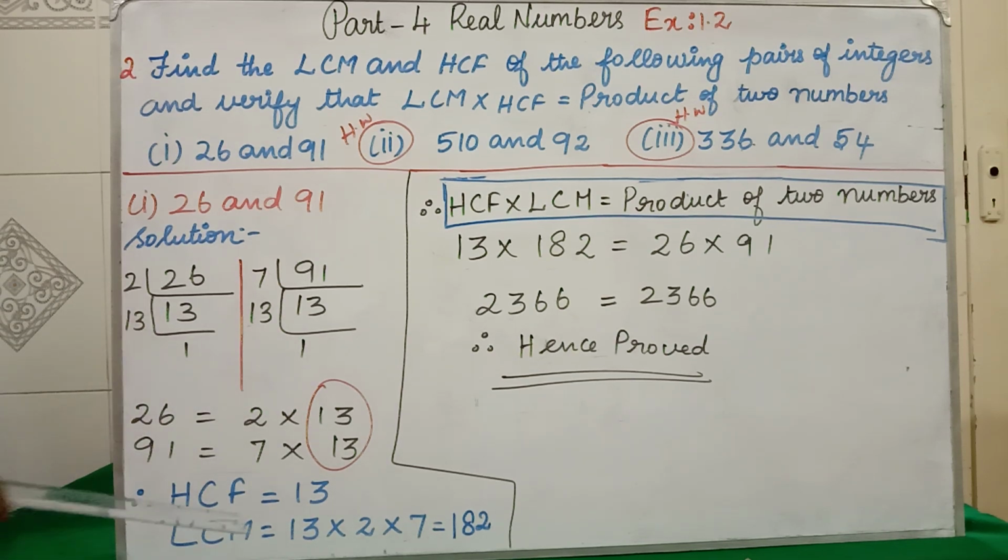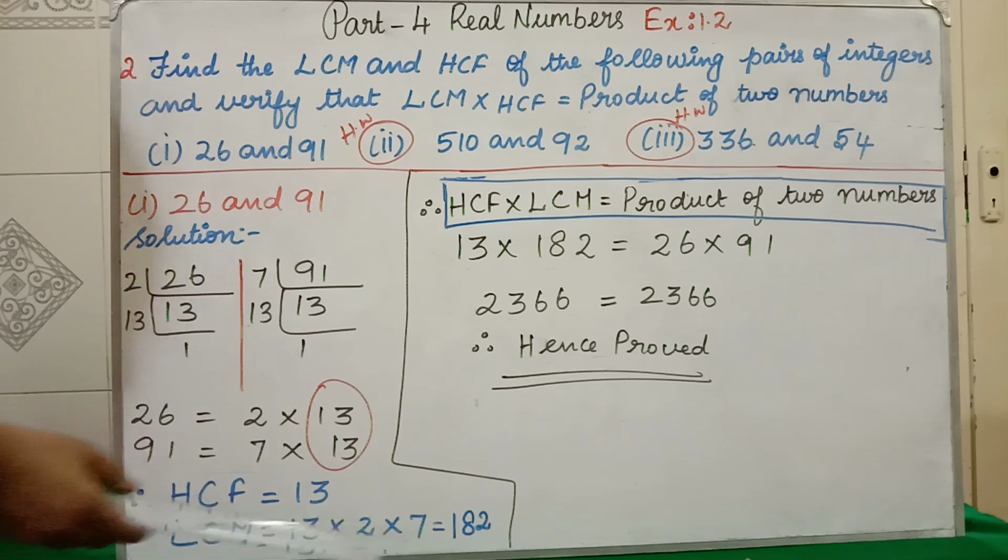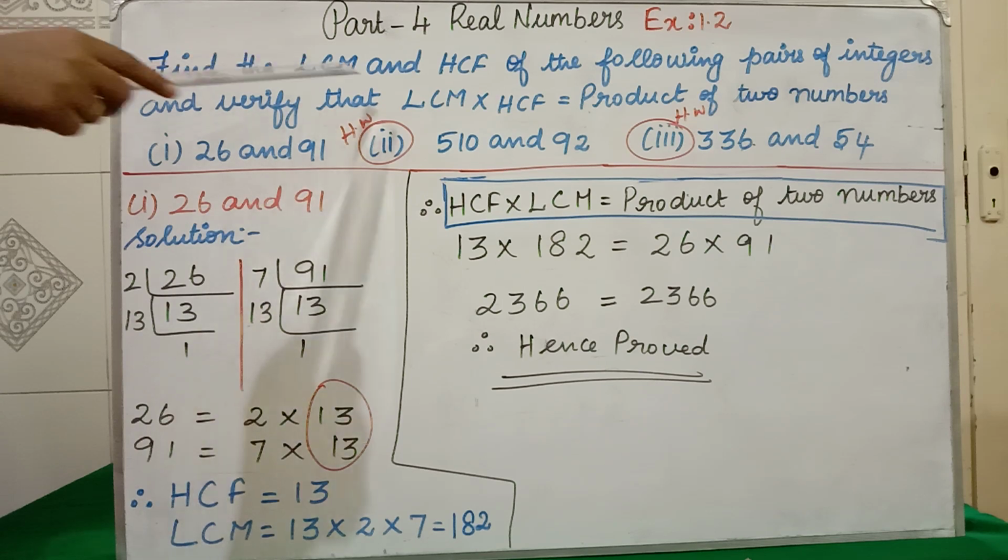Okay, now our HCF is 13. Now LCM is what? 13 into 2 into 7. 13 into 2 is 26, and 26 into 7 is 182. Okay, they are asking to find the LCM and HCF.